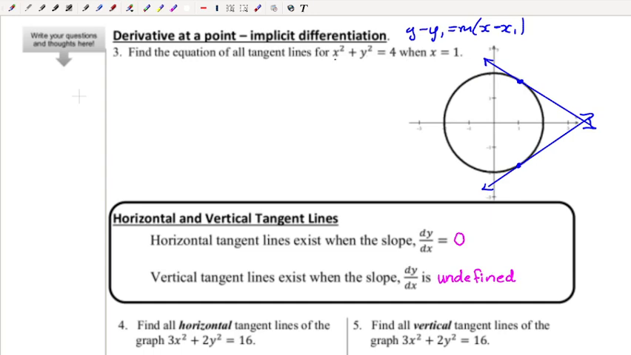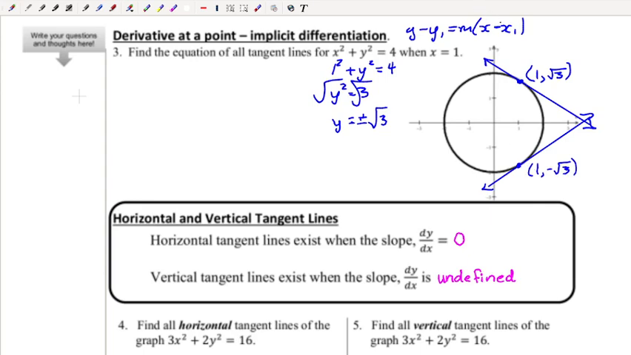So I'm going to plug in the x value of 1, so I've got 1 squared plus y squared equals 4, and I'm going to solve for y in order to find my coordinate points. So this would be y squared equals 3, square root, y equals plus or minus square root of 3. And so this would be the point (1, positive square root of 3), and this would be the point (1, negative square root of 3).